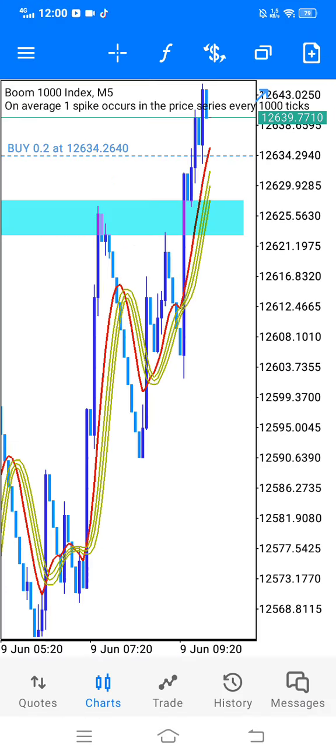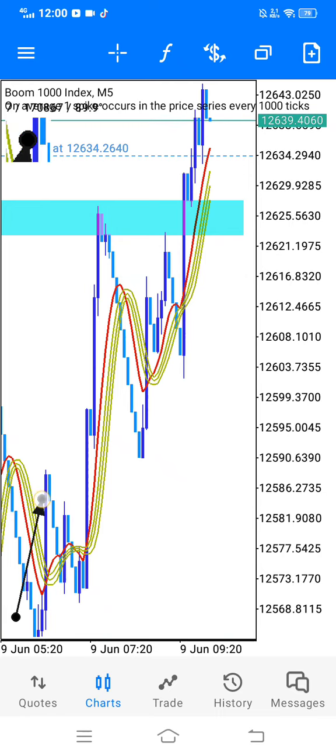So we can see the red crossed the golden zone, and 1 2 3. You take your 3 candles, which is 15 candles, and you close the trade. Over here again we can see 1 2 3. Red crossed the golden zone. We enter the market, we take our 3 candles, and we close.